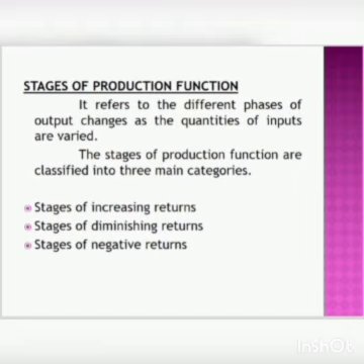Next, stage of negative returns. In this stage, the marginal product of the variable input becomes negative. Adding more units of the variable input actually reduces the overall output. This stage occurs when the fixed inputs are being overused, leading to inefficiency in the production process.